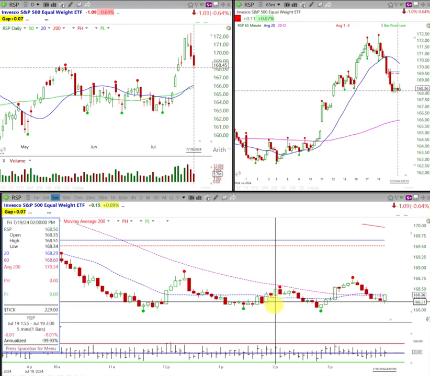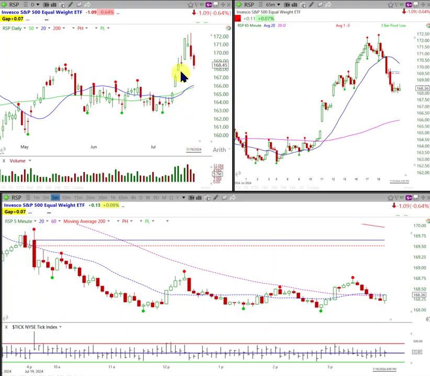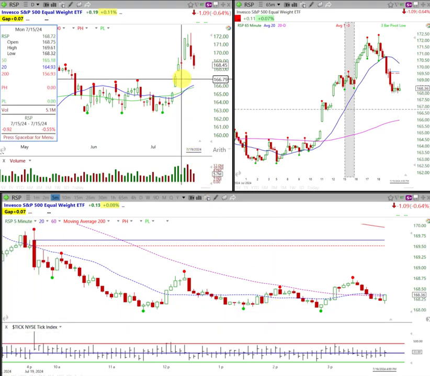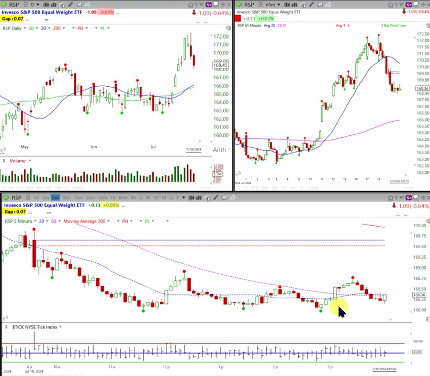beginning to bottom. If it was happening at this lower level down here, there'd be a greater probability that this bottoming pattern would actually follow through to the upside. Now, on the 5-minute chart, you can see that there's a 60 MA, which is equivalent to the 20 MA on the 15-minute chart. That's still declining, but stabilizing.